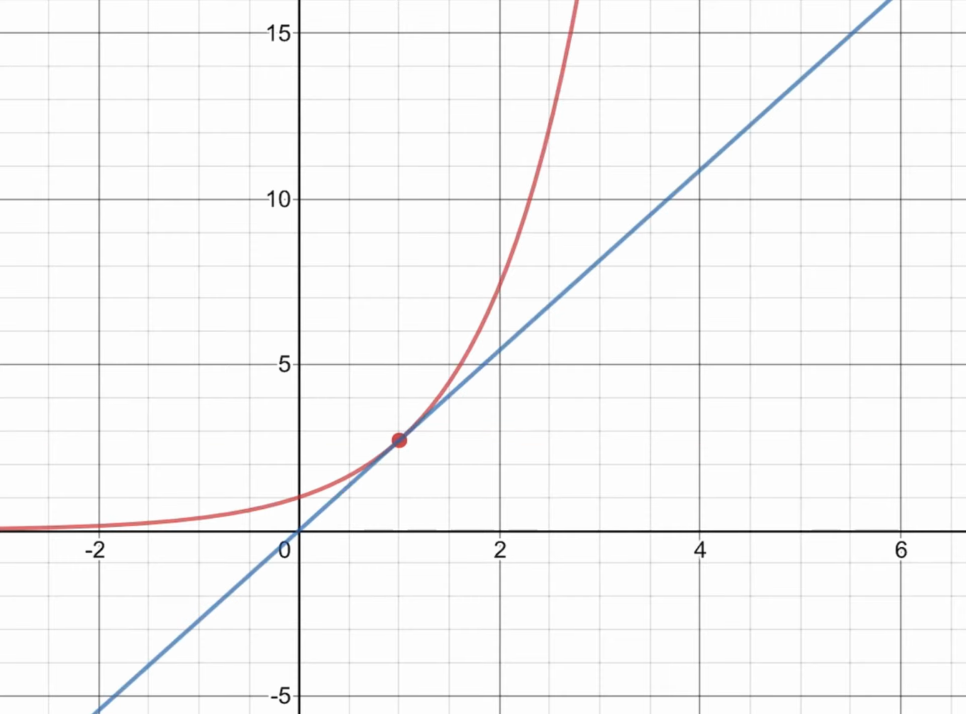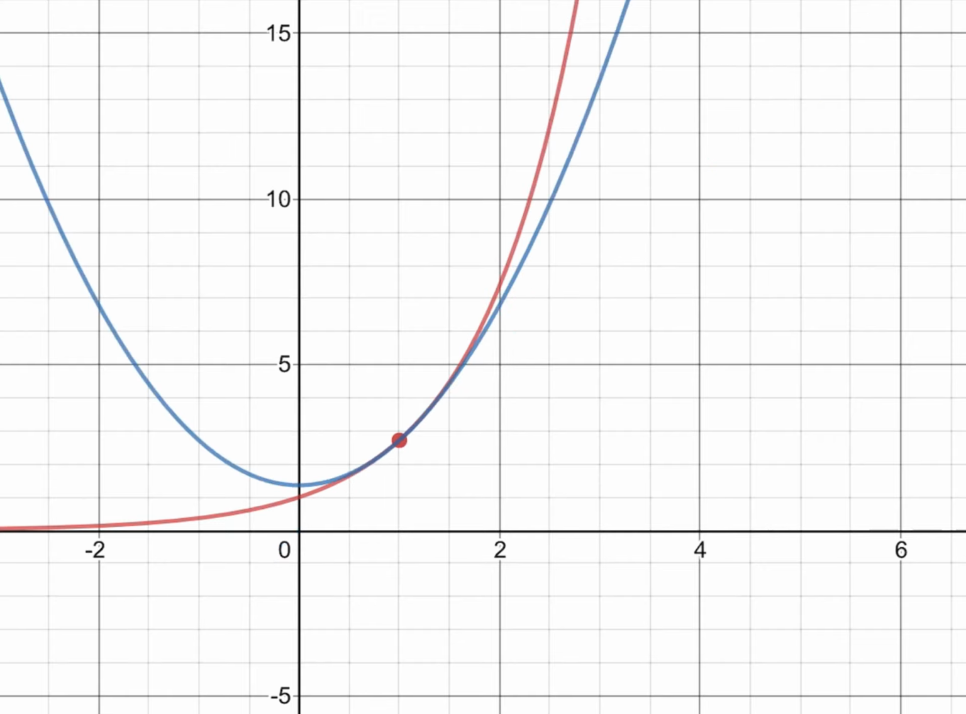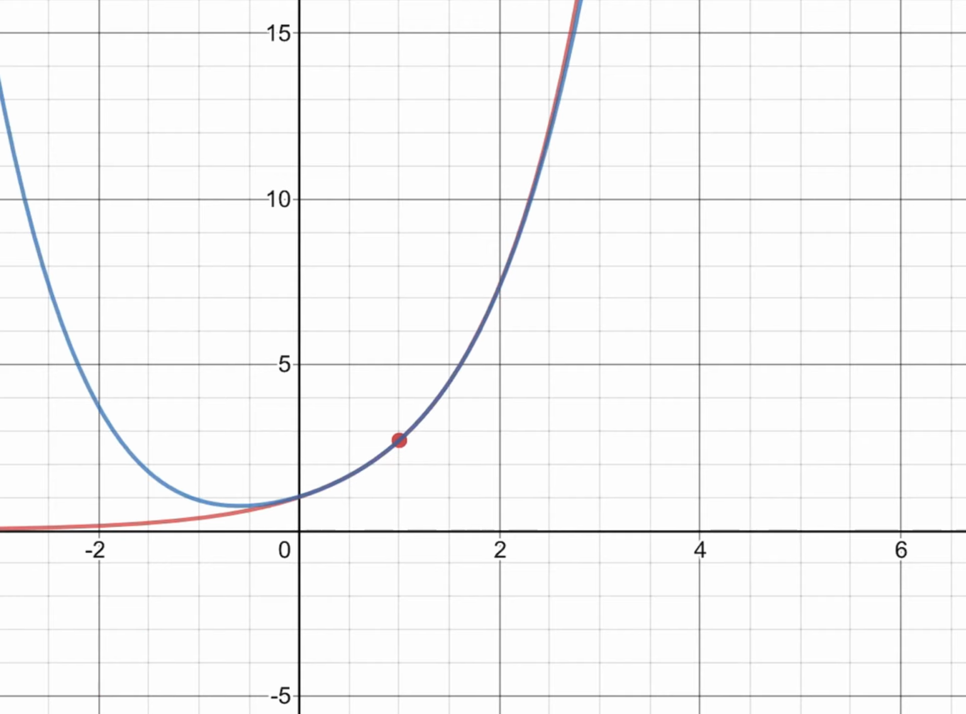If I were to do a first degree, there's a tangent line at that point. A second degree, there's a parabola that's matching the curve at that point. Here's a cubic that's matching the curve at that point. A fourth degree and a fifth degree. We can go higher degrees.